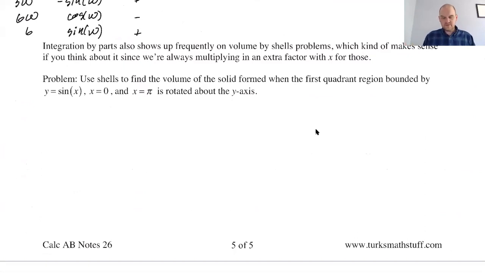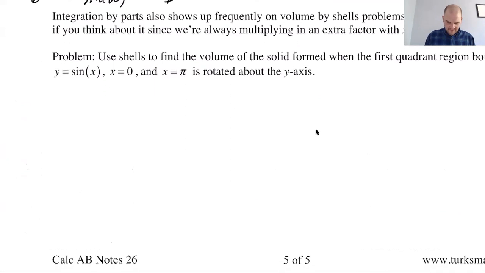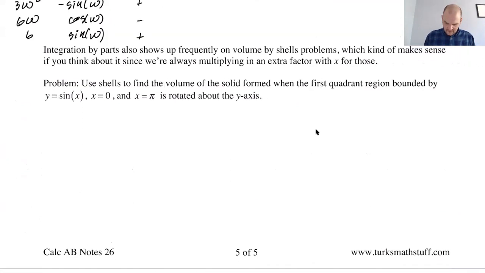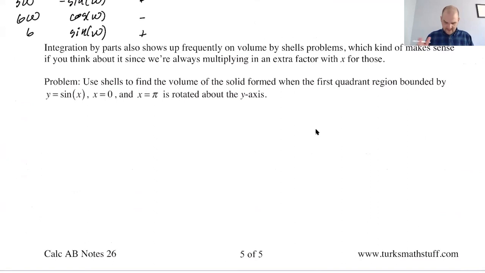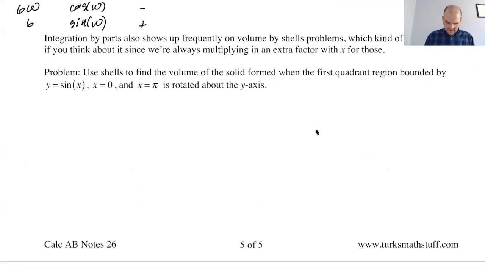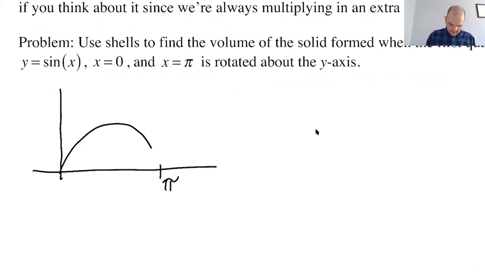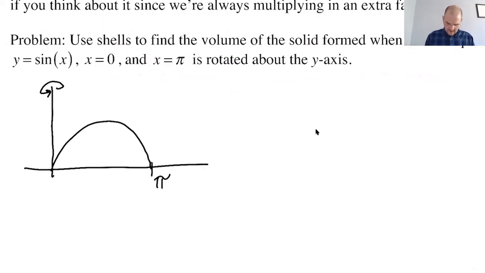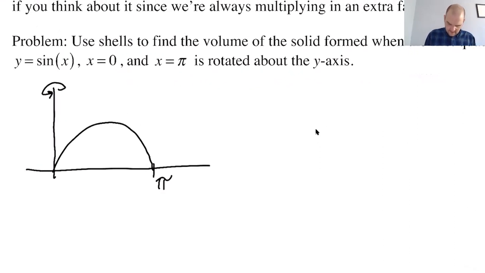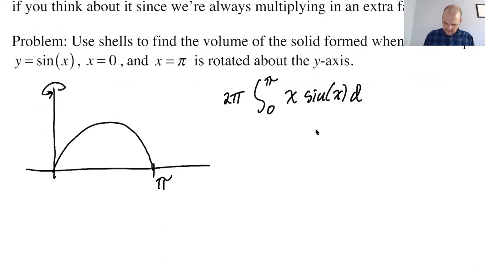I'm just gonna do this problem right now, I think, because I don't want to come back in another video. So use shells to find the volume of the solid formed when the first quadrant region bounded by sine of x, x equals 0, x equals pi is rotated about the y-axis. All right, so presupposing that you know how to do shells. If you don't know how to do shells, then sit this one out. Not a big deal. So sine, like this. We're going around this. All right, so it's going to be 2 pi, the integral from 0 to pi of x, and then the height is sine of x, and then dx.